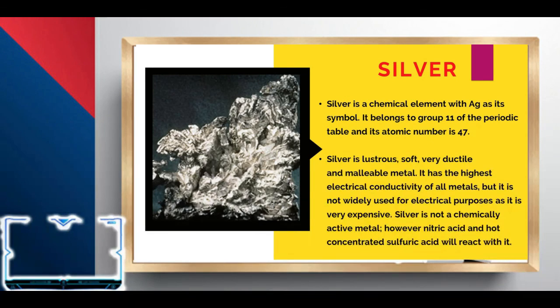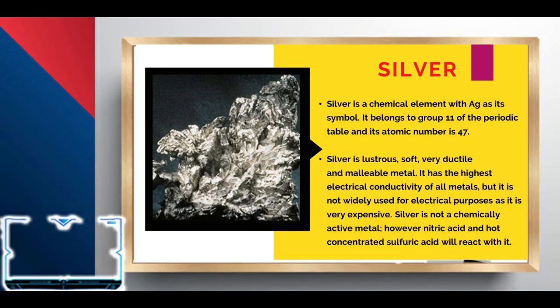Silver is a precious metal which belongs to group 11 in the periodic table, has an atomic number of 47 and a symbol Ag. It has a metallic luster. It is soft as it has a hardness of 2.5. It is very ductile as it can be stretched, and malleable as it can be hammered into thin sheets. Silver is not a chemically active metal, so it does not oxidize in air.